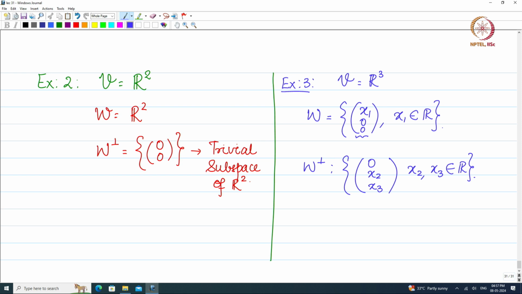That means the set of orthogonal vectors, I am going to write now, is x2 into (0, 1, 0) plus x3 into (0, 0, 1). You can very clearly see this is going to be the plane corresponding to the x2 x3 plane, where x2, x3 are in R.